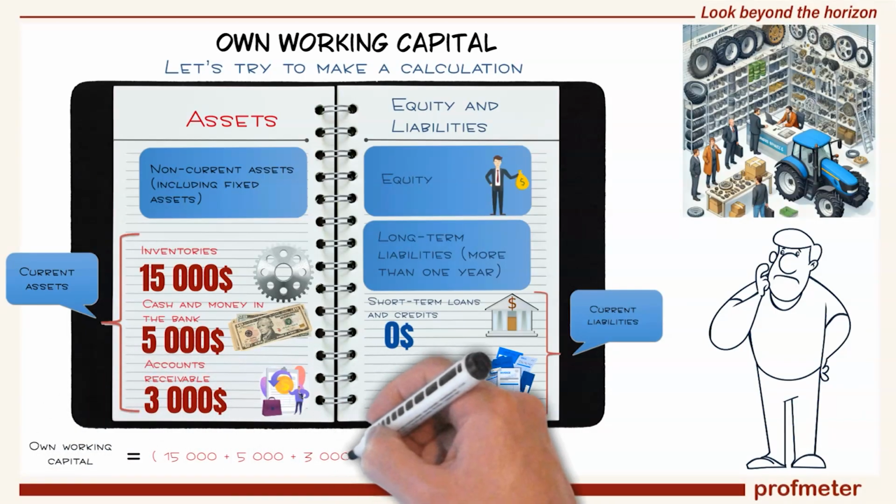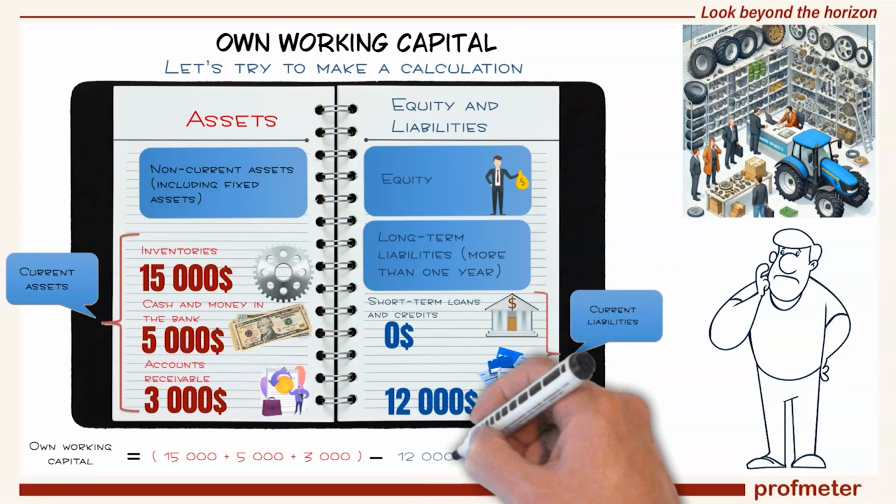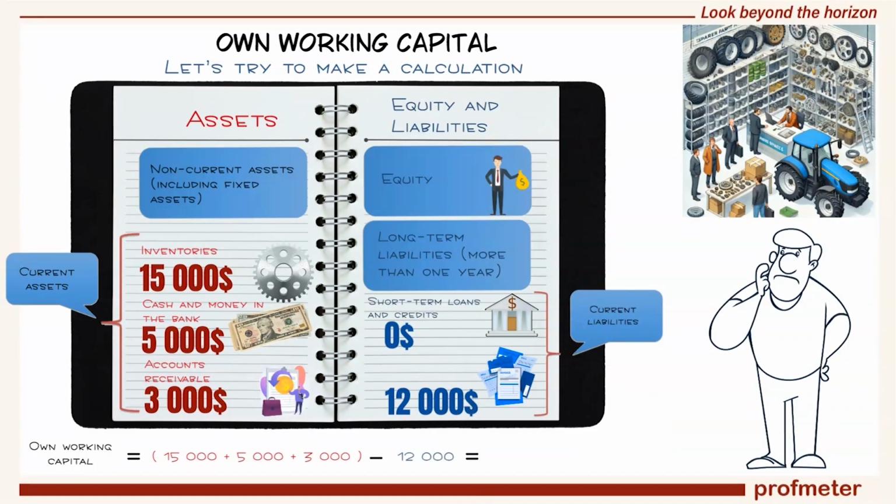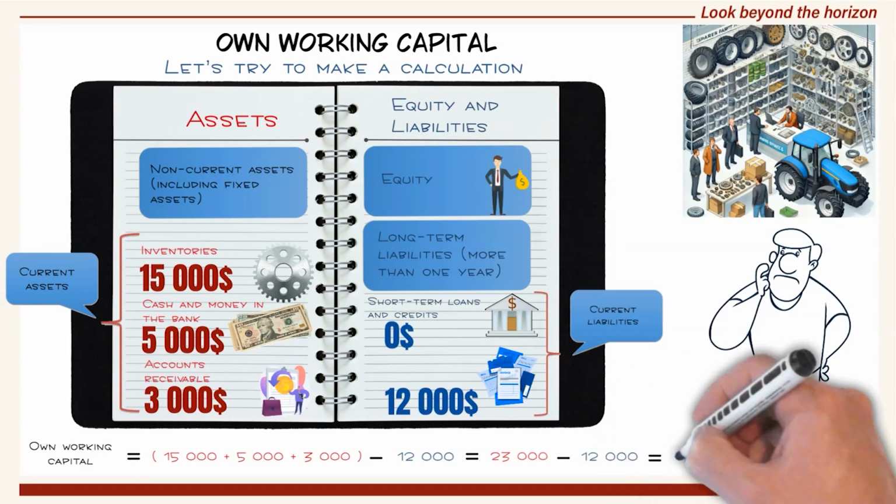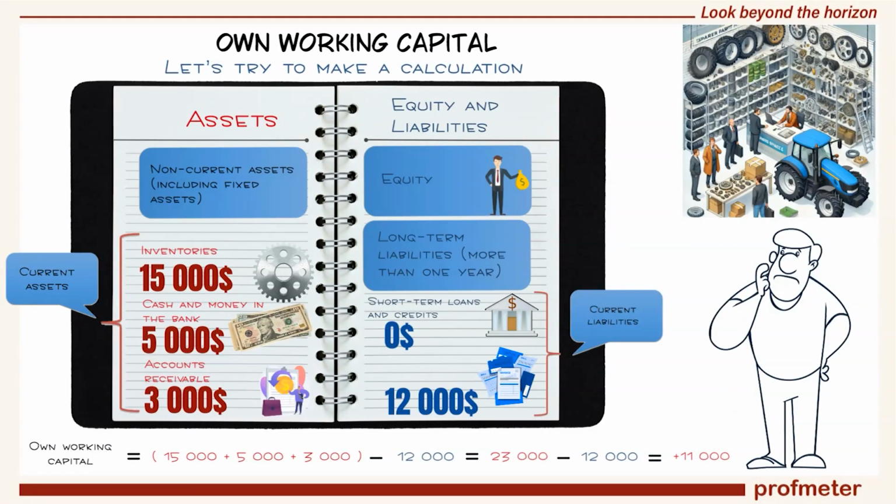$15,000 plus $5,000 plus $3,000 minus $12,000, which gives us the difference between $23,000 in assets and $12,000 in liabilities, totaling $11,000. John concludes that $11,000 is truly his money. Unfortunately, this calculation is not entirely correct, although it gives an approximate understanding of the situation.